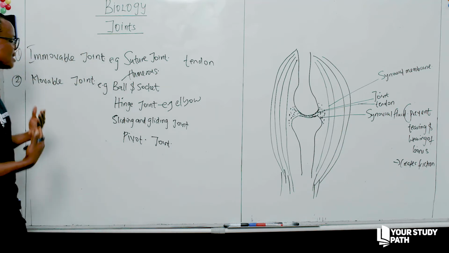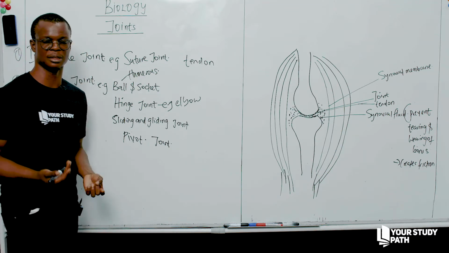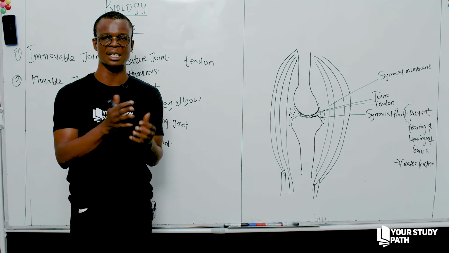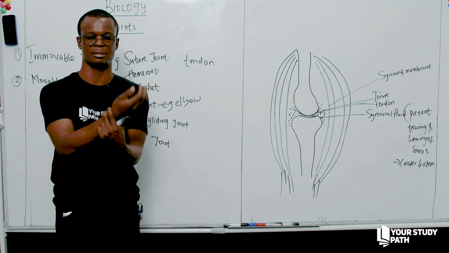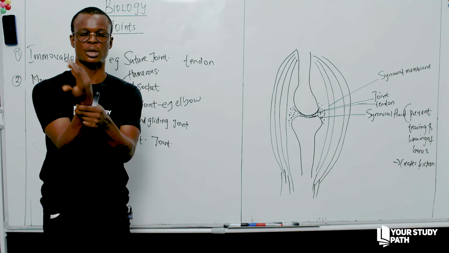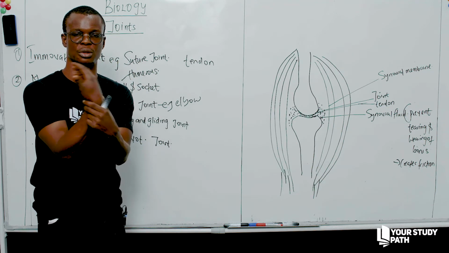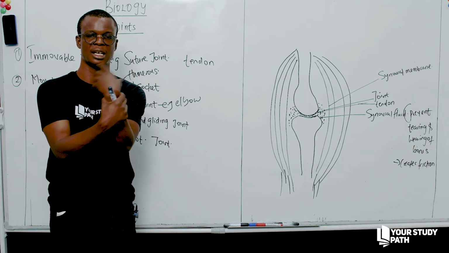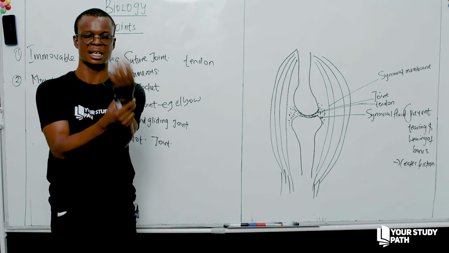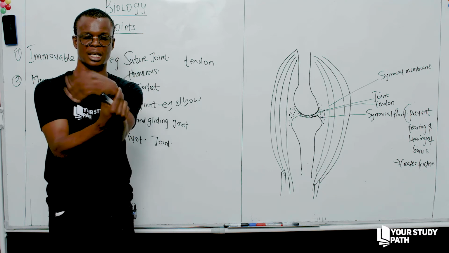Then we have the sliding and the gliding joints. The sliding and gliding joints are those joints that can slide and that can glide. So they are located at the what? At the wrist region. So they can move round, they can slide, they can glide. They can move like this, they can move like this.